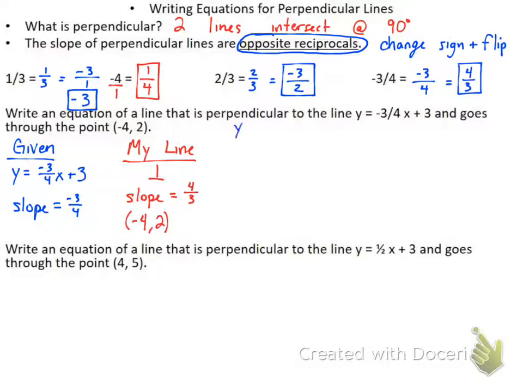So again, I can go y minus y1 is equal to m parentheses x minus x1. So y minus my y coordinate, which is 2, is equal to 4/3 parentheses x minus my x coordinate, which is -4. Again, change that sign before doing anything else to a big plus sign. Distribute, get y minus 2 is equal to 4/3 x plus, let's see, that is 16/3.